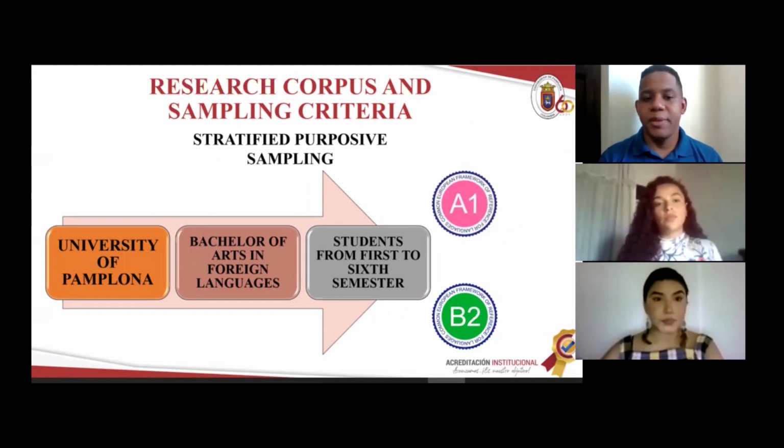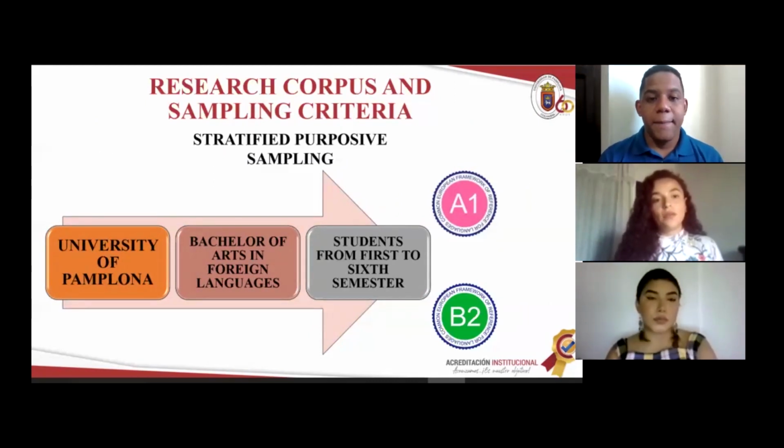To implement this premise, we chose the stratified purposive sampling because first it allowed us to divide the population into groups, in this specific case into their semesters, and second because it gave us the option to select possible participants that will present full commitment to the research.